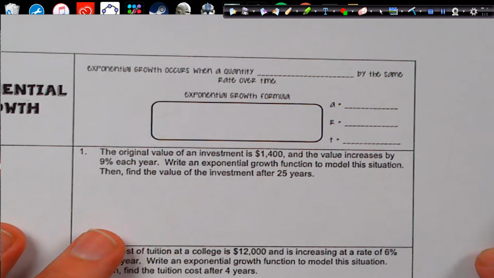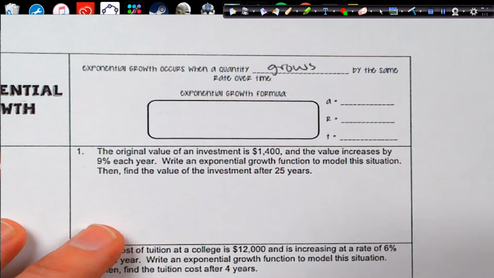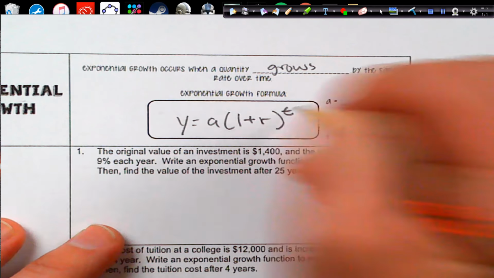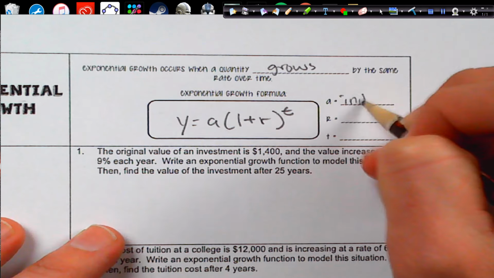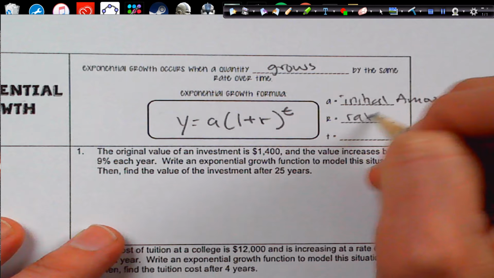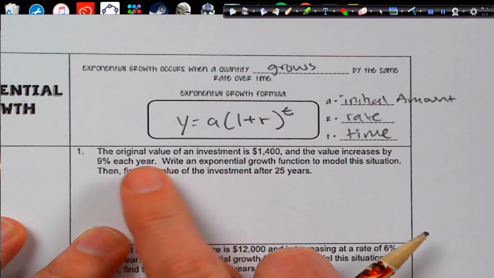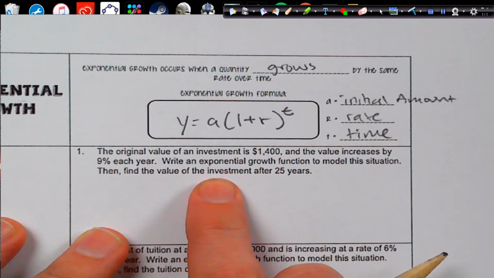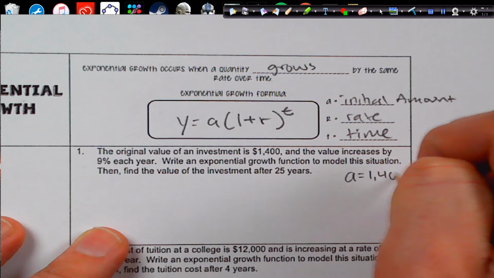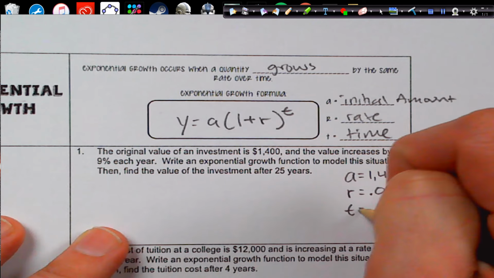Now let's talk about growth. Exponential growth is when a quantity grows by the same rate over time. And we have the exact same equation except we're going to add the rate. And this is the initial amount. And this is rate and time. The original value of the investment is $1,400. The value increases 9%. Write an exponential growth function to model the situation and find its value after 25 years. So A is our initial amount. Our rate is 0.09 and time is 25.